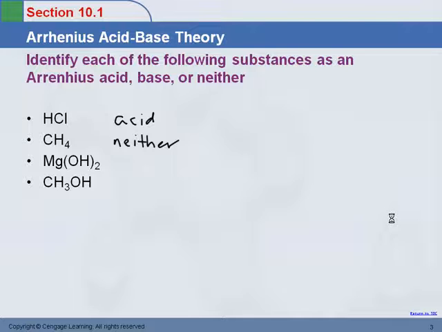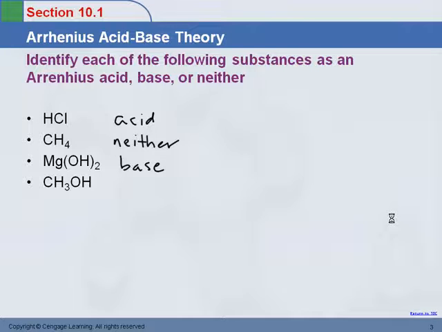Mg(OH)2, we have a metal paired with hydroxide. That tells me that we have an ionic compound and that the OH is present as hydroxide with a -1 charge. According to Arrhenius, bases contain hydroxide ions. So this is a base.